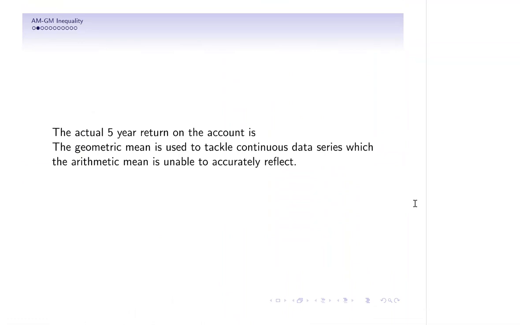So by going through what's happening in the 5 years, we can find out the actual 5-year return on the account is the ending amount, $831.6, minus the beginning amount, which is $1,000, divided by where the investor started from, which turns out to be minus 16.84%. In other words, the arithmetic mean that we found just now, the 1%, does not really capture what's happening in real life. That's one of the reasons why we introduce the geometric mean to tackle data sets in which the arithmetic mean is unable to accurately reflect.